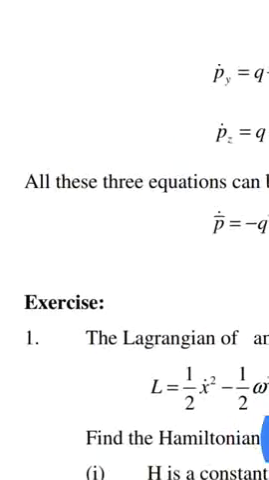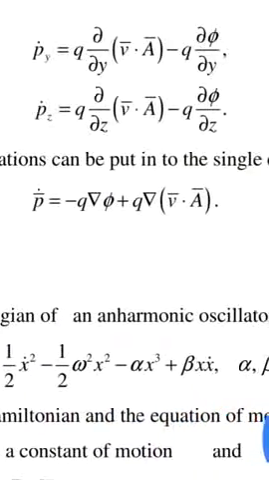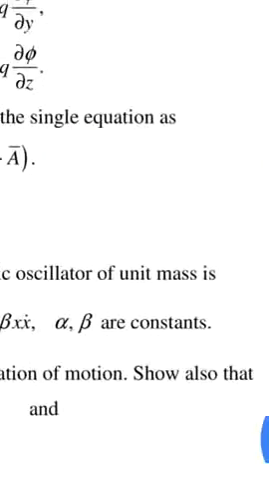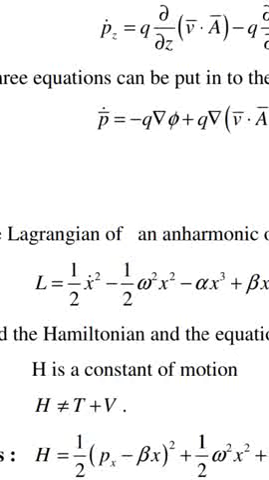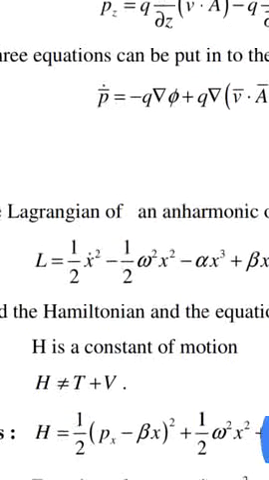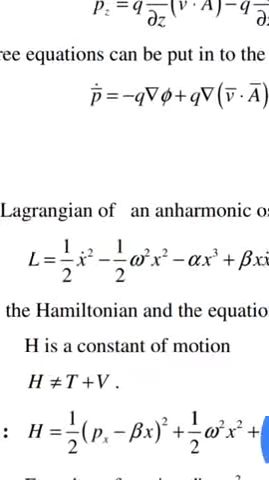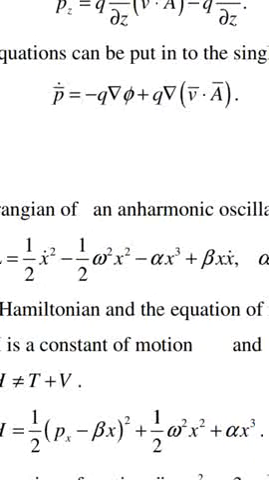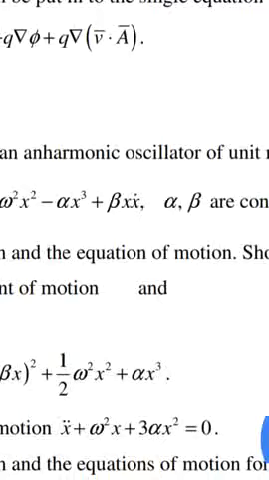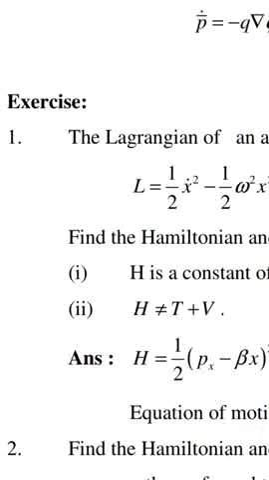All these three equations can be put in the single equation p bar dot = -q ∇φ + q ∇(v bar dot a bar), and this is the required equation.